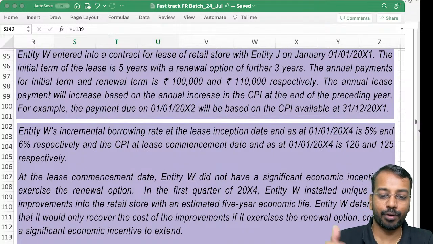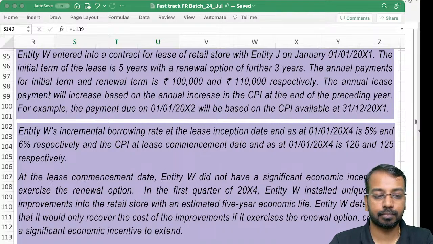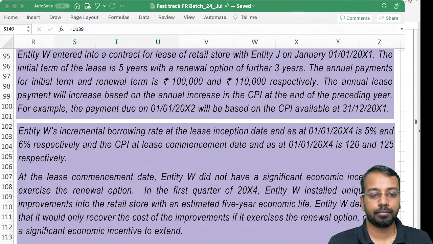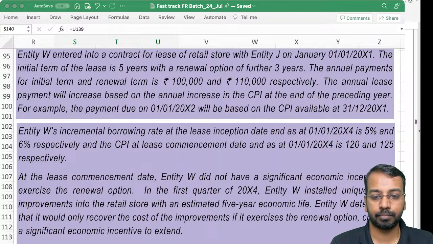Can you please confirm whether you have understood or not? Yes or no? Or any doubt? Okay, Akshay says yes. Sanjay says yes.